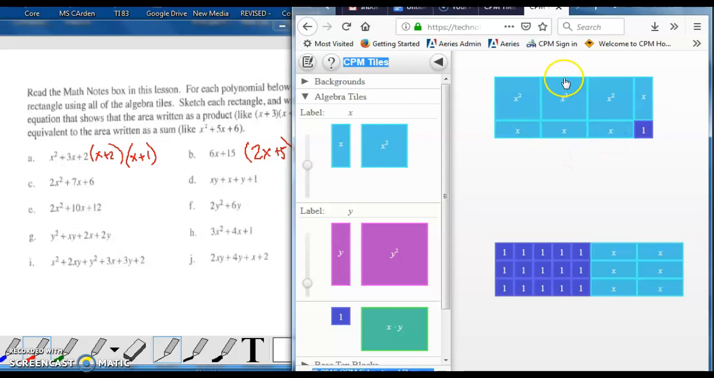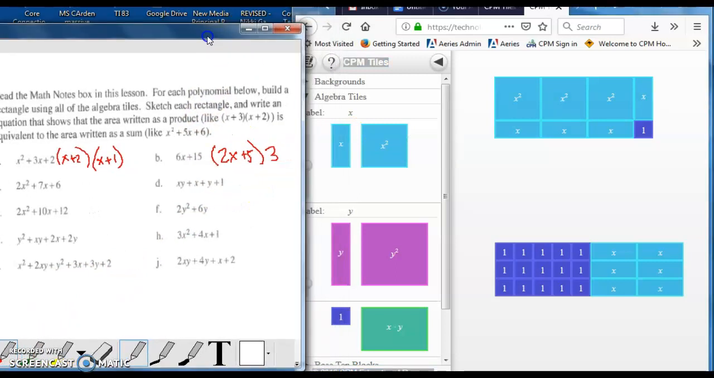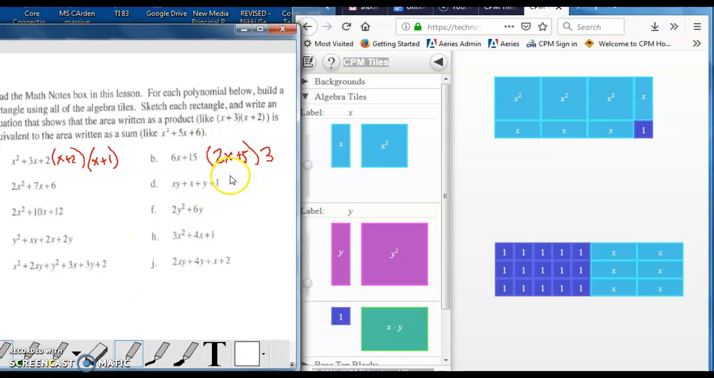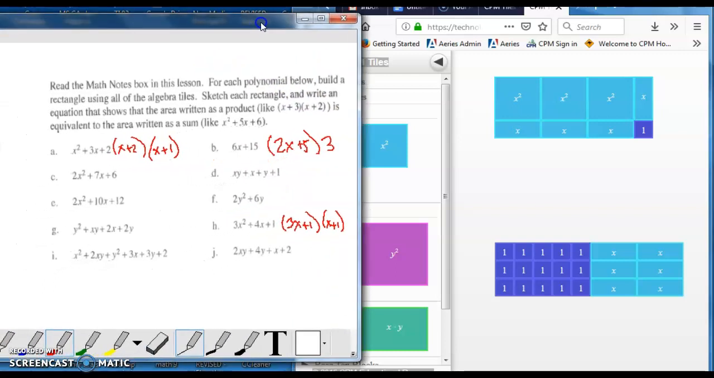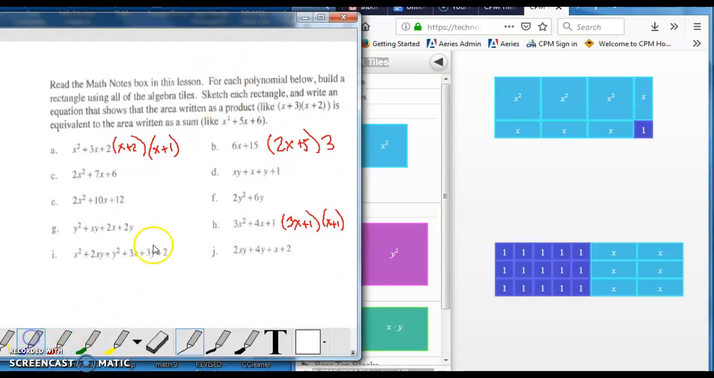So again, this would be x, x, x, and then plus 1. So over here, I'm going to move this over so we can kind of see it a little bit better. So this would be x plus x plus x. So 3x, and then plus 1. And then over here, x plus 1. So x plus 1. Okay, so again, hopefully you guys played around with these a little bit more.